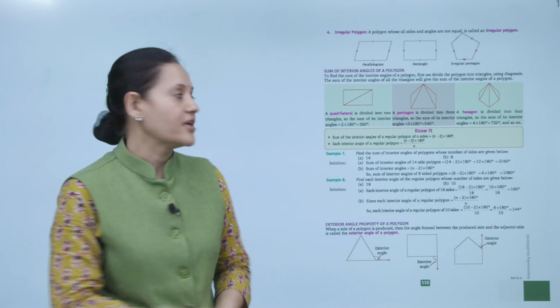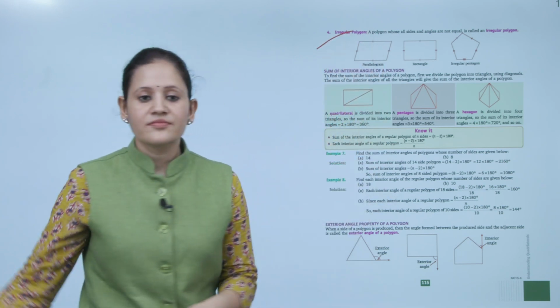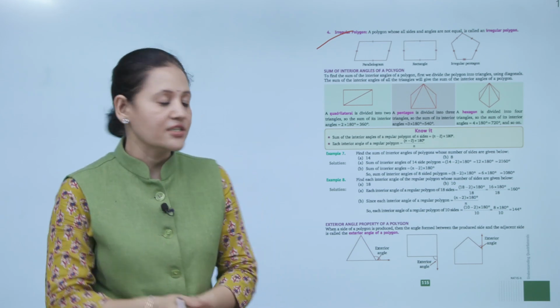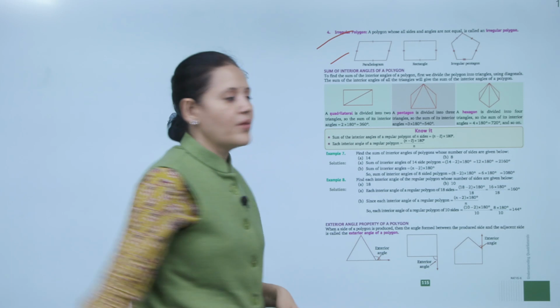Next is irregular polygon. A polygon whose sides and angles are not all equal is called an irregular polygon. So all these are examples of irregular polygon.